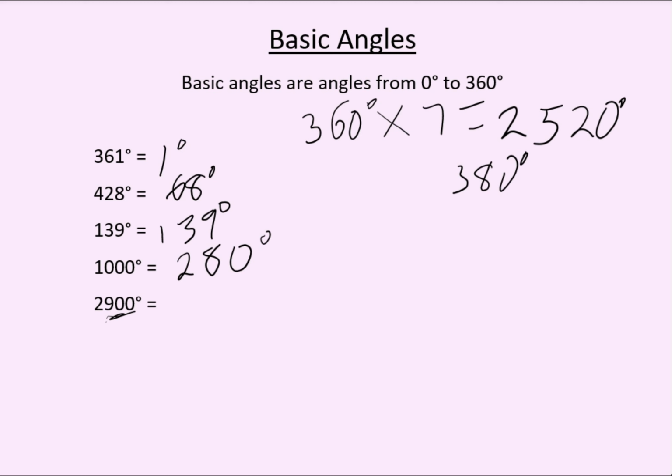So let's multiply 360 degrees times 8 to see what we are getting here. This is 2880 degrees. If we look at it, 2880 degrees is closer to 2900 degrees than 2520 degrees. That means let's take this one. So 2900 degrees minus 2880 degrees, we have 20 degrees left. So that is the answer. That means the basic angle of 2900 degrees is 20 degrees.